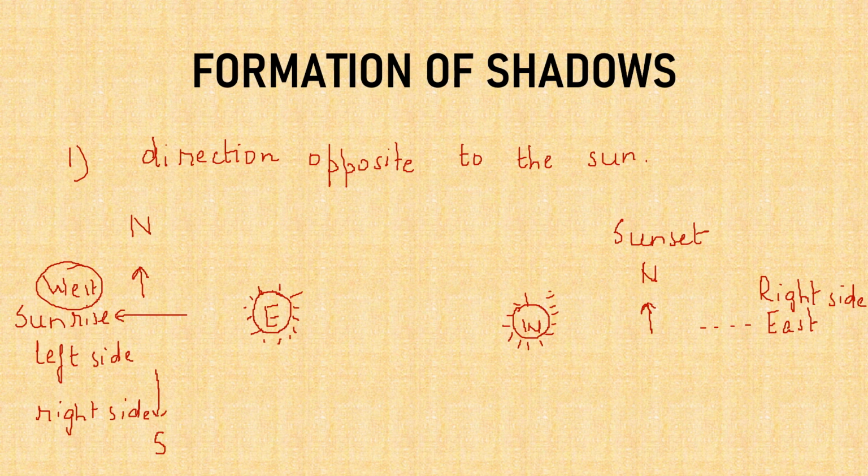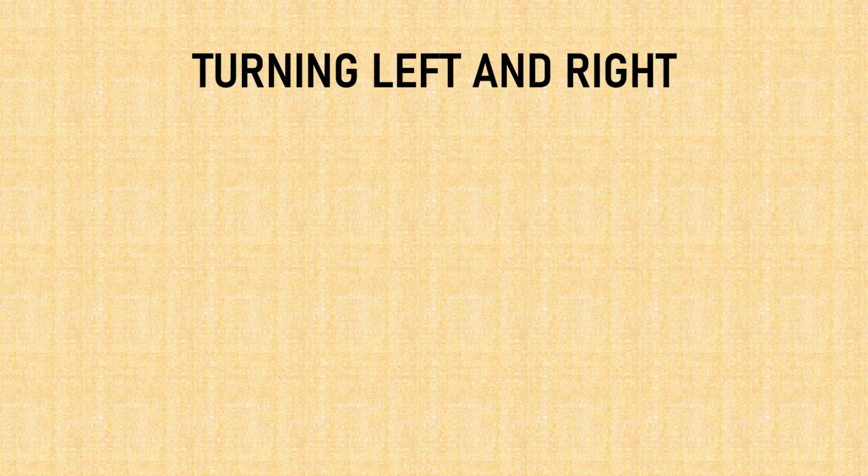Similarly, for a person who is facing the south, the direction remains east, but for this person, the shadow will be formed on the left hand side of this person. So it is always opposite. So these are some very, very important points that you need to remember while solving such type of questions in your competitive exams. Further, about turning right and left.